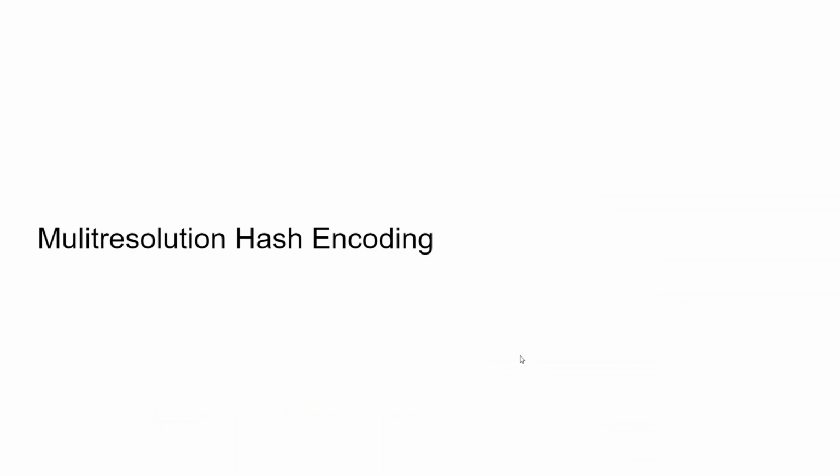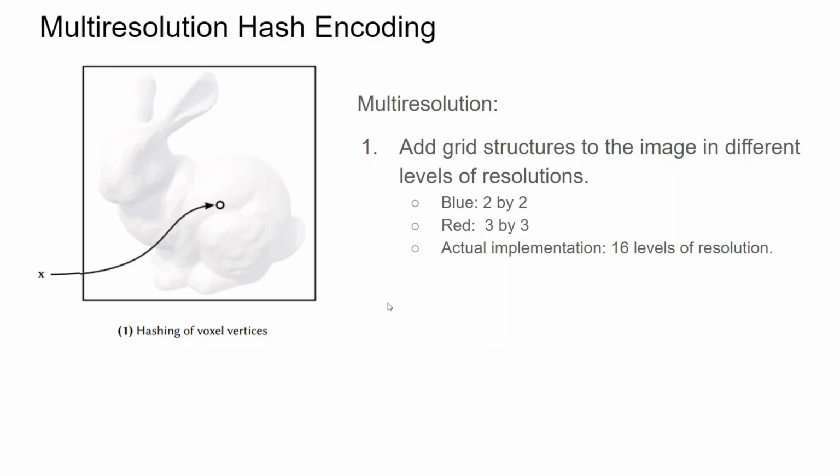So then the author proposes multi-resolution hash encoding, which is simple, general, and only involves hardware-efficient operations. Now I'm going to walk you through the process using 2D images as an example, but it can be applied to 3D as well. Given an input, the first step is to add a grid structure to the image in different levels of resolution.